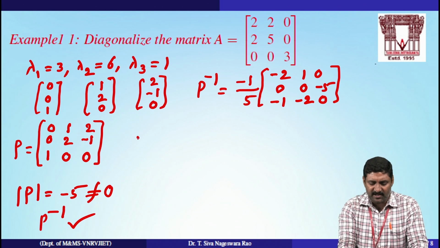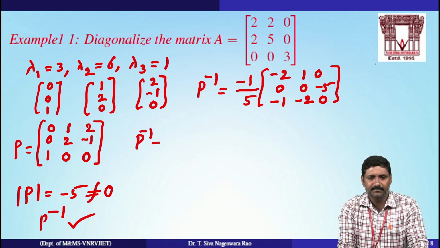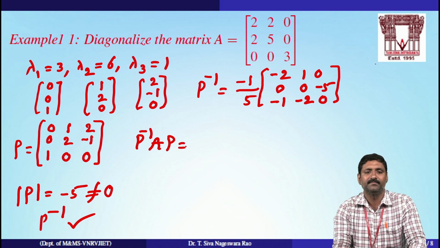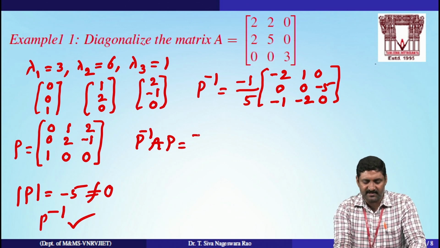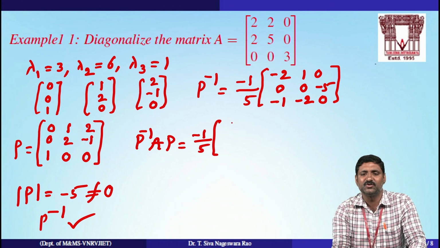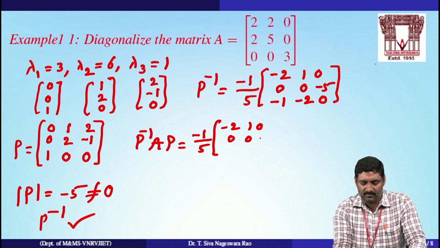Now I am going to multiply P inverse with A with P. What is P inverse we just obtained? Minus 1 by 5 into the matrix minus 2, 1, 0, 0, 0, minus 5, minus 1, minus 2, 0.